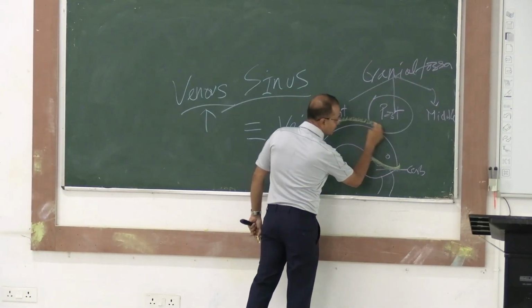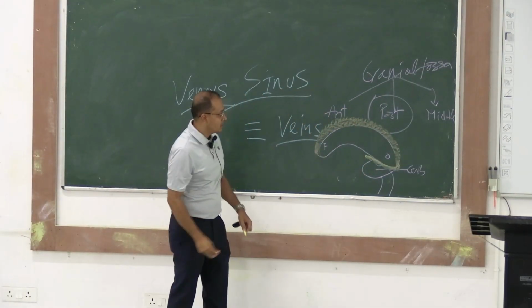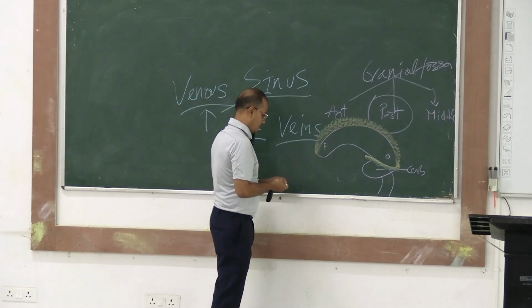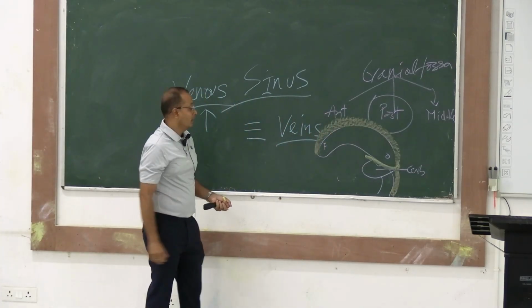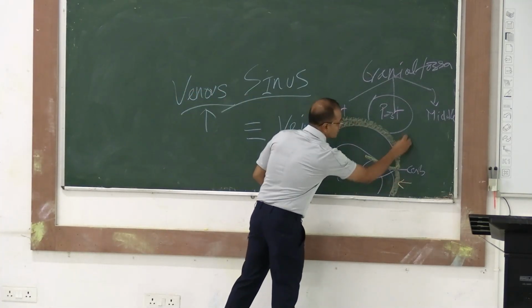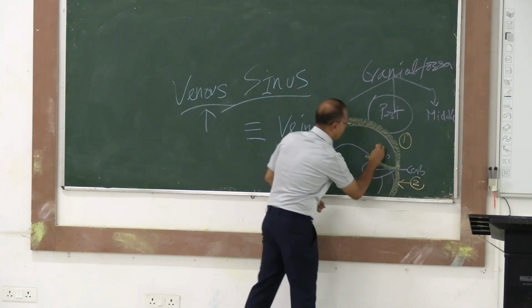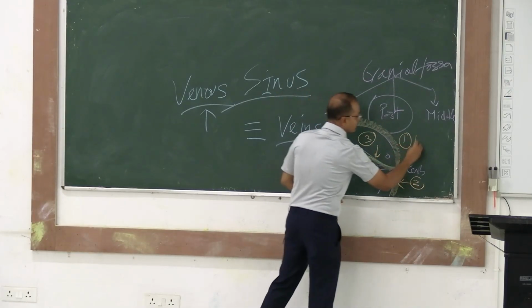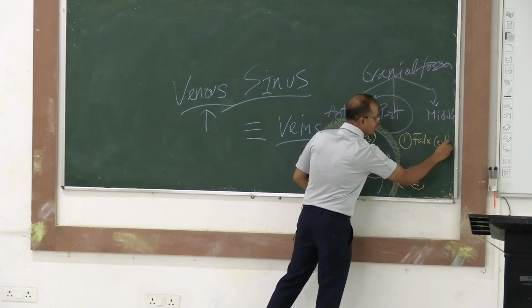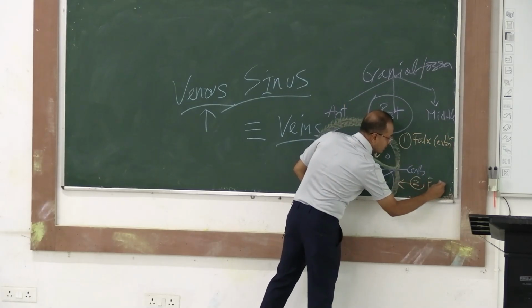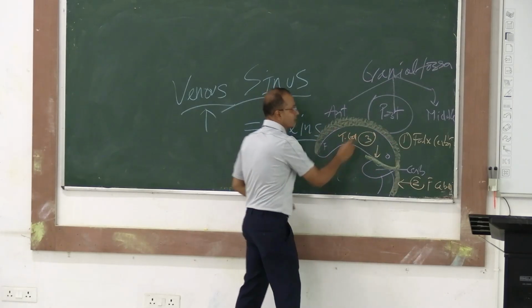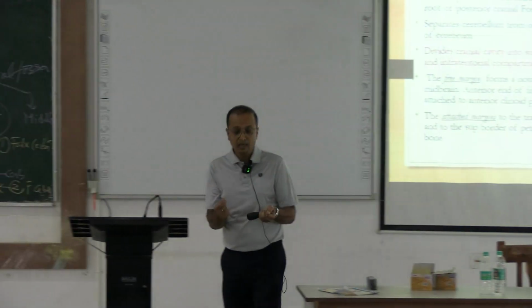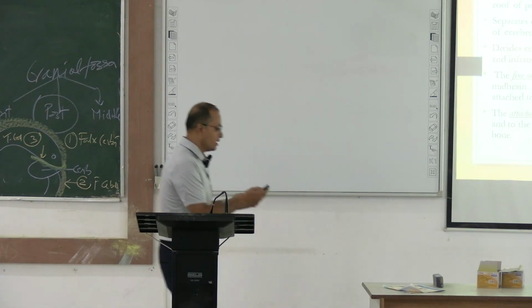This is how this Falx cerebri is placed, and this is how Tentorium cerebelli, Falx cerebelli is placed. So number 1, number 2, and this is number 3. Number 1 is Falx cerebri, number 2 is Falx cerebelli, number 3 is Tentorium cerebelli. So this is how these three are oriented. You have to know this particular orientation very well.